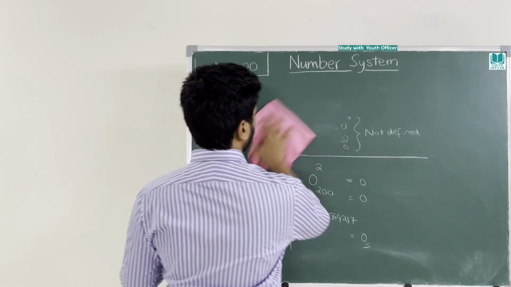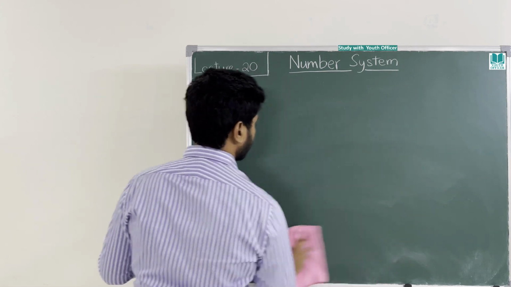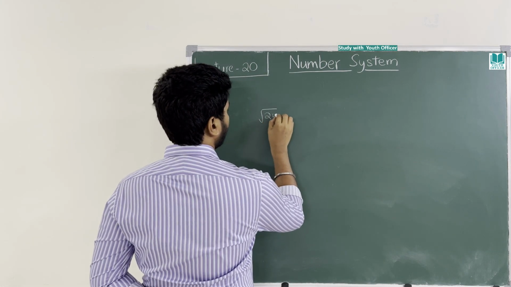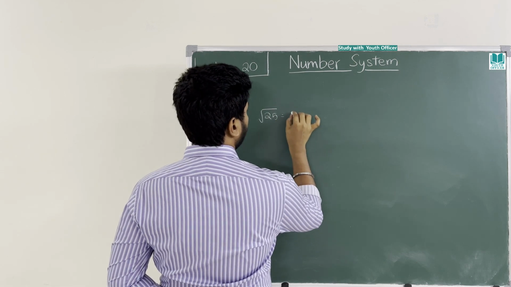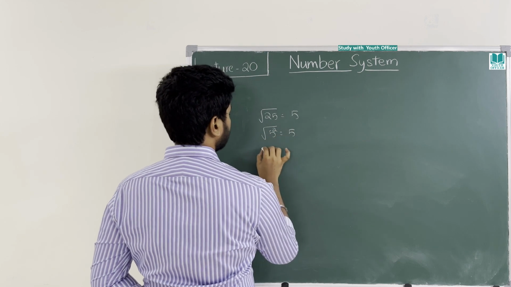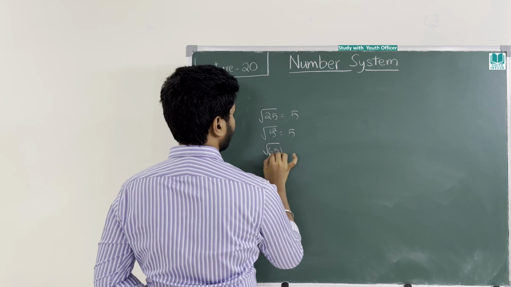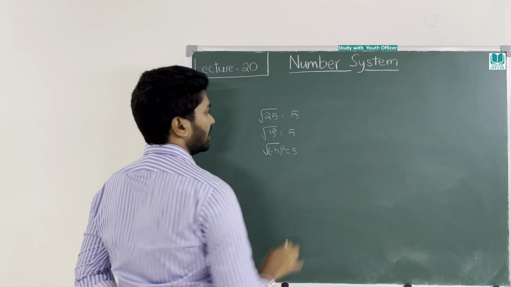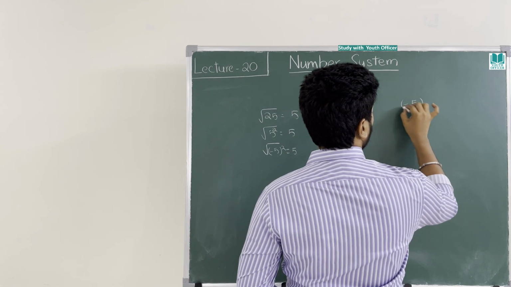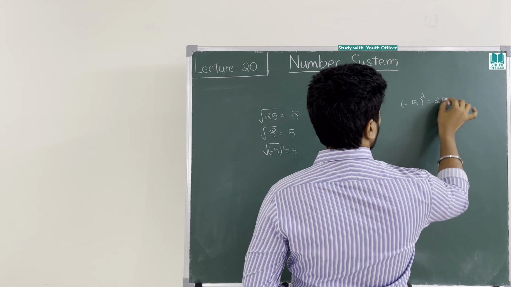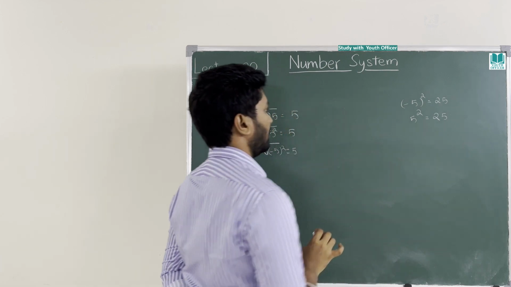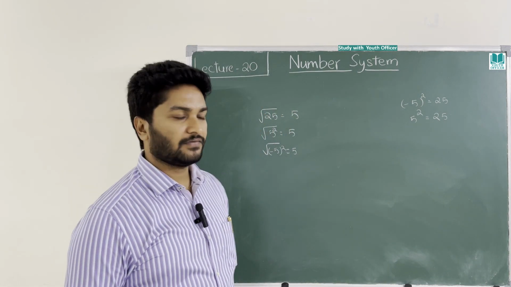Now I will be back to the same concept. Which concept is that? Square root of 25, you get 5. Square root of 5 square, you get 5. Square root of minus 5 whole square, you get 5. Right? But why is this minus 5 whole square becoming 25, like 5 square is 25? When we will get plus or minus 5, I will teach you.